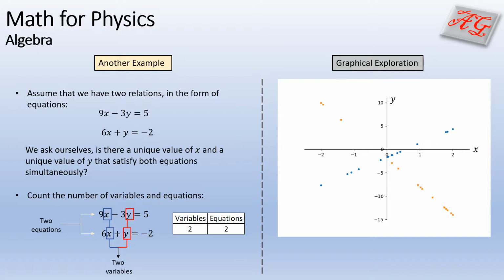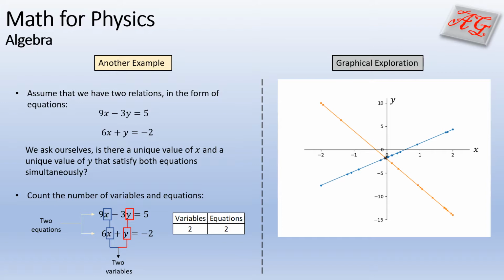Now, in our case, the orange crosses represent the points obtained from the 6x plus y equals minus 2 relation, and the blue circles represent the 9x minus 3y equals 5 relation. But this is not very helpful since we cannot really see any values of x and y that yield the same values for both equations. However, we can draw some lines that pass through the points, joining them in a straight line so that we get the approximate ideal line from choosing an infinite number of points.